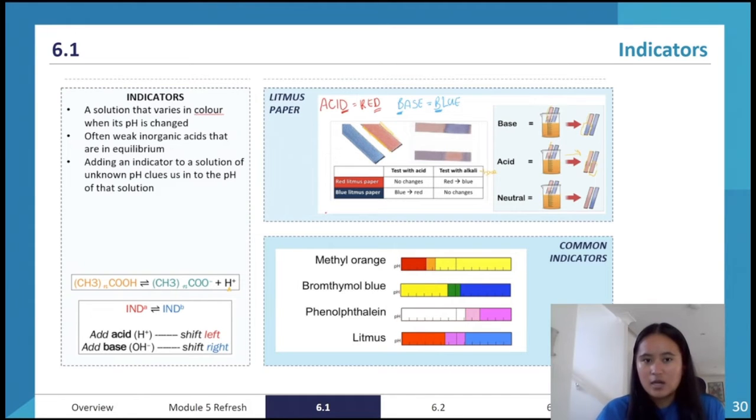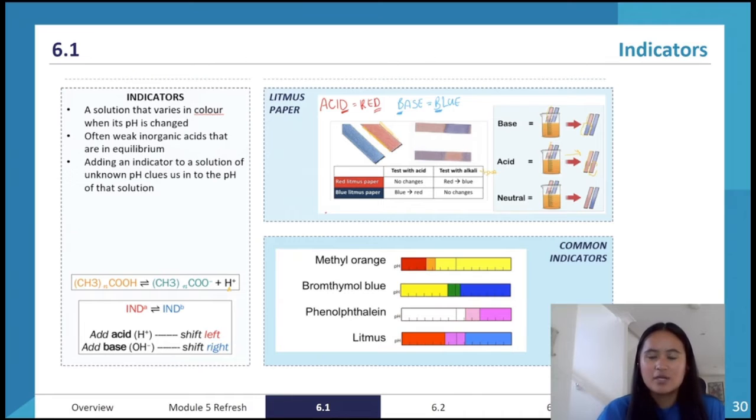If you add an indicator to a solution of unknown pH, it'll usually tell you a range of pHs that it could be in, and that can give some indication as to if it's acidic, basic, what the number of pH is. A common one that you might have used before is litmus paper. You have red litmus paper and you have blue litmus paper. Red is for acid, blue is for base.